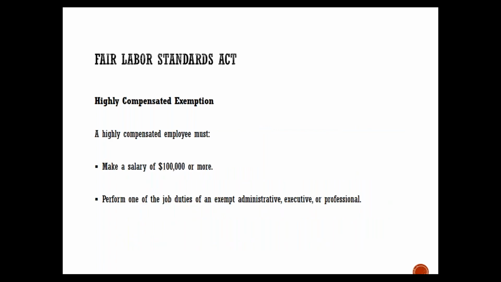There's a highly compensated exemption. They must make a salary of $100,000 or more and perform one of the duties in any of the exempt administrative, executive, or professional exemption salary tests. Most people making an hourly wage will not meet this exemption. So this one is very difficult to meet. They are talking about raising the $100,000 to $110,000. That is still in the courts as well. And in 2019, we should get some of those answers.